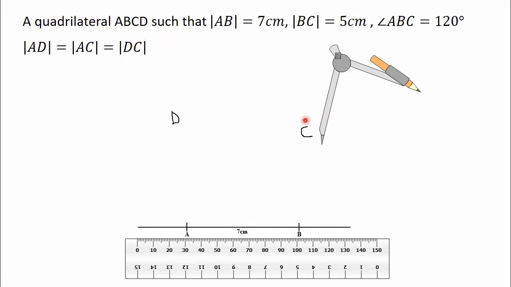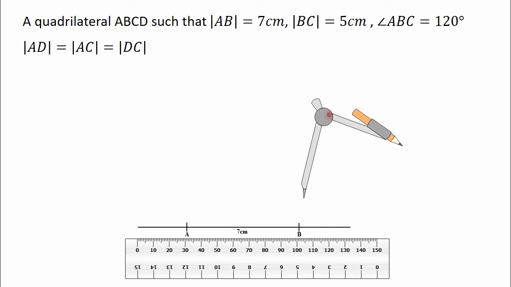So point C will be somewhere here and point D will also be somewhere here. Now we are going to find the exact positions of point C and point D. I'm going to clean this so that we can continue. So I'll clean here. The question tells us that angle ABC is 120 degrees. So we are going to construct a 120 degrees angle on point B.